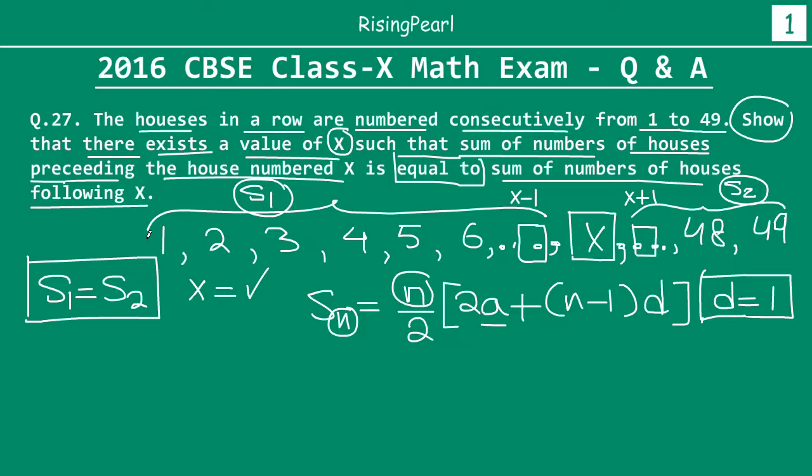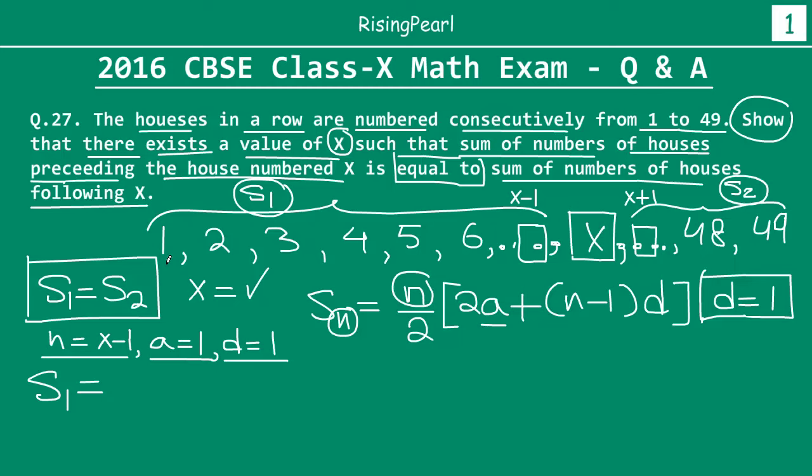Now for the first series or set of numbers, let's call it S1. How many terms are there? There are x minus 1 terms, because we start from 1 and go through x minus 1. So n for S1 will be x minus 1, right? And what will be a? Well, we start from here, so a will be 1. And d, what we just talked about, will be 1 as well. So for S1, these are the values for n, a and d.